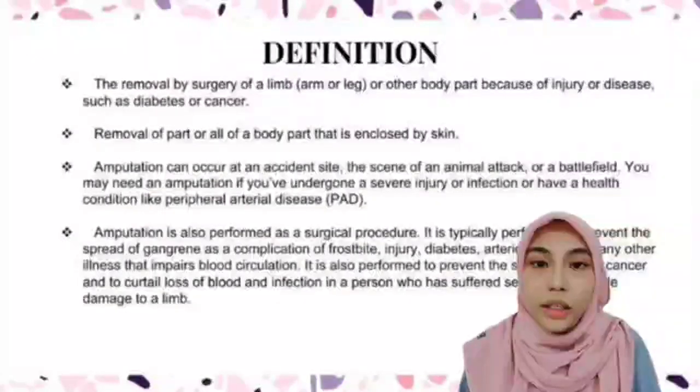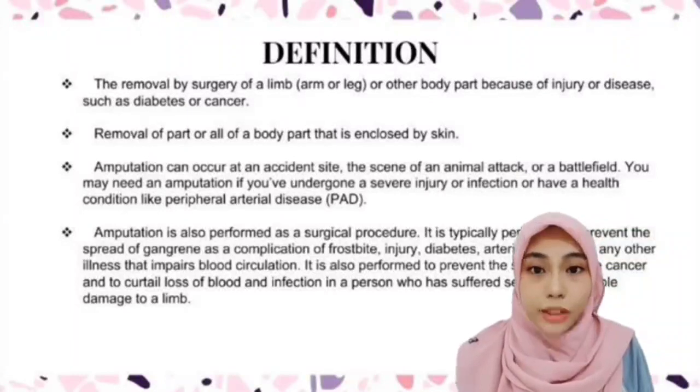Amputation can occur at an accident site, the scene of an animal attack, or a battlefield. You may need an amputation if you have undergone a severe injury or infection, or have a health condition like peripheral arterial disease. Amputation is also performed as a surgical procedure.